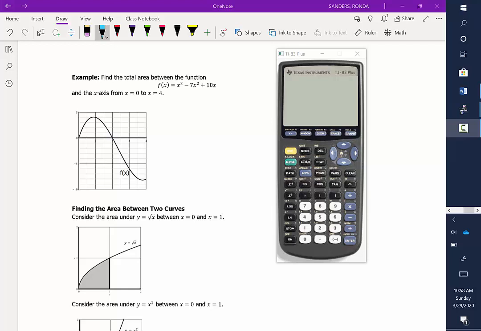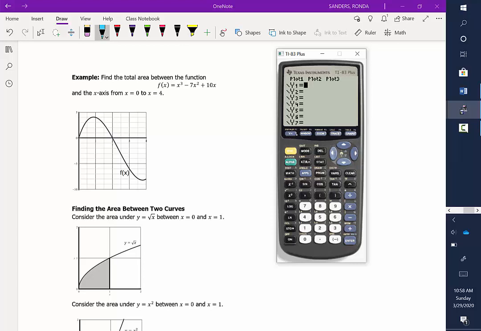For this example, say we are asked to find the total area between the function f of x is equal to x to the third minus 7x squared plus 10x and the x-axis between x is equal to 0 and x is equal to 4. We can reproduce this graph on our calculator.